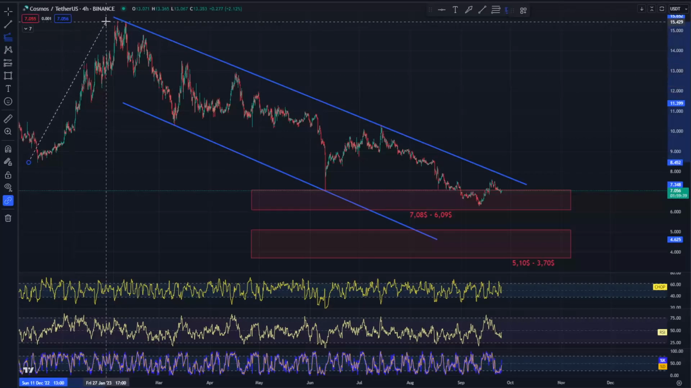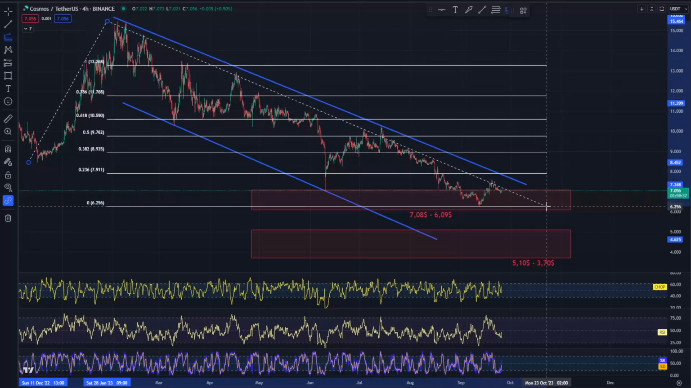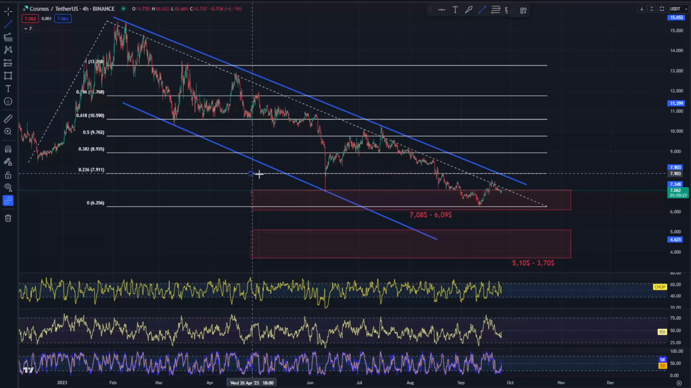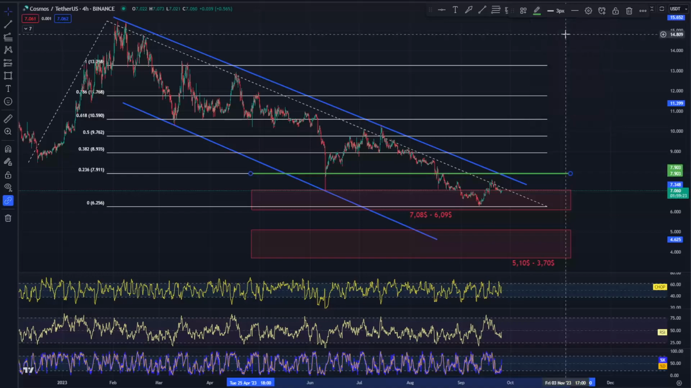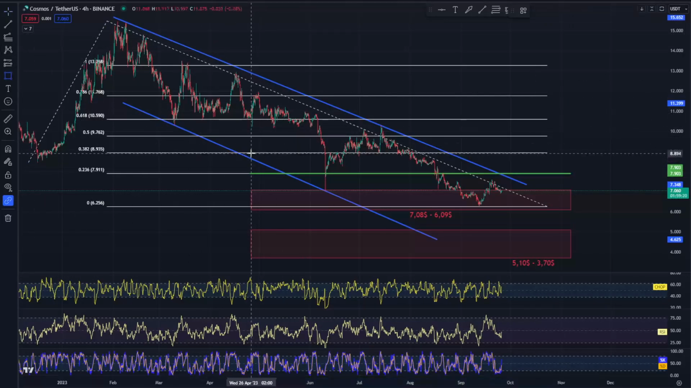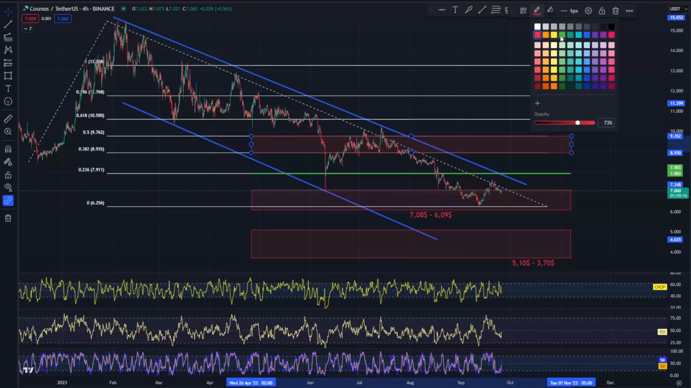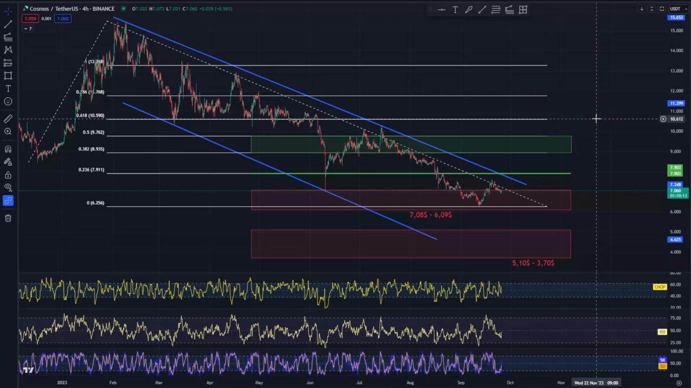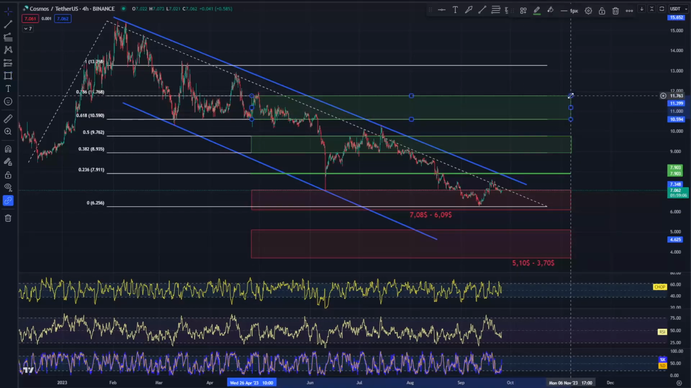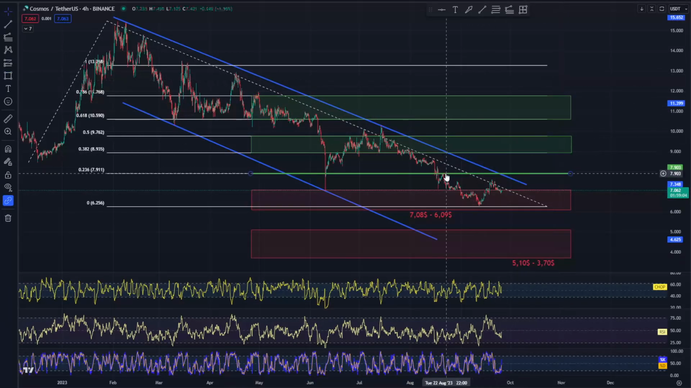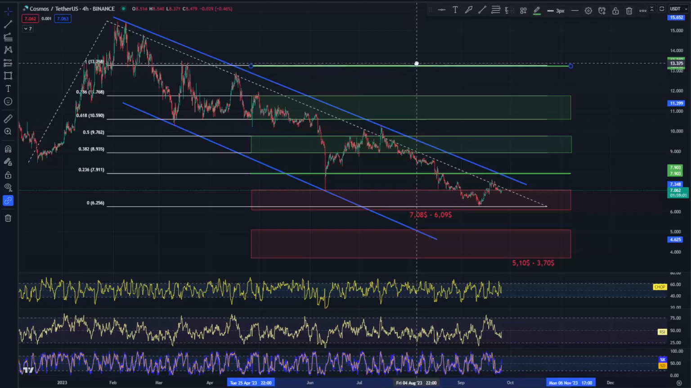Looking the other way, we see that the price currently does not have the strength to break the resistance at $7.90. But when it does, it will move towards the first resistance zone from $8.93 to $9.76, and then towards the second zone from $10.59 to $11.76. Then we have strong resistance at $13.25.